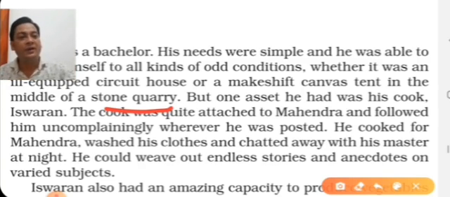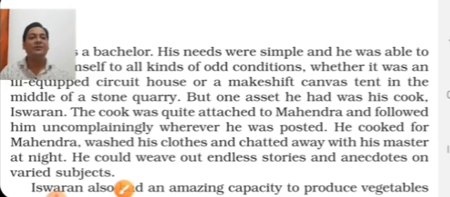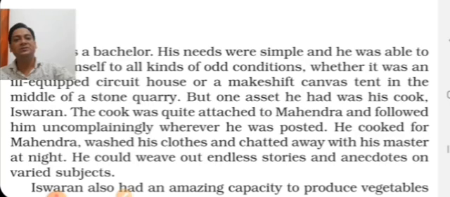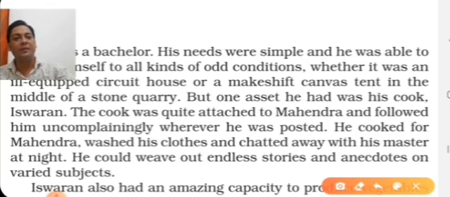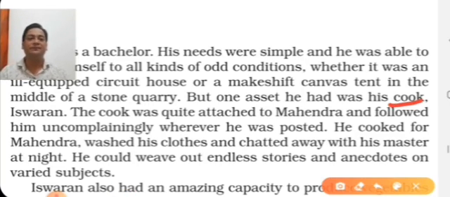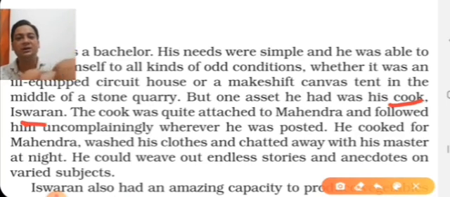But one asset he had was his cook. But what is the best advantage for him? That was his cook. My dear students, you have understood whom I am talking about. The cook is Iswaran. Yes, the name is Iswaran.